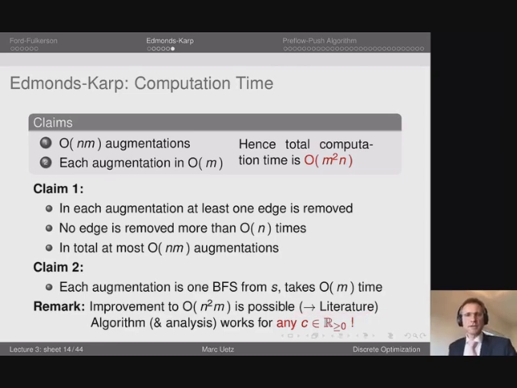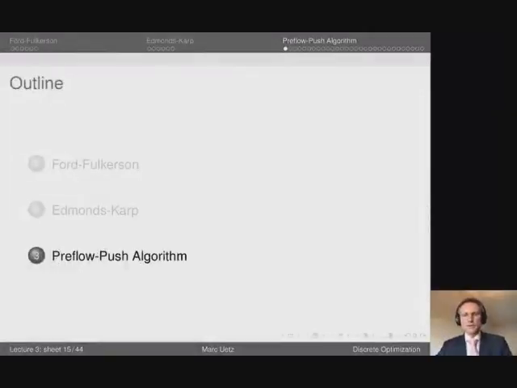So that finishes the analysis of Edmonds and Karp's algorithm, which has this nice computation time, which is independent of the edge capacities of the graph. And what we do next is looking at a totally different algorithm to compute the same thing, maximum flows. And that is the so-called pre-flow push algorithm.